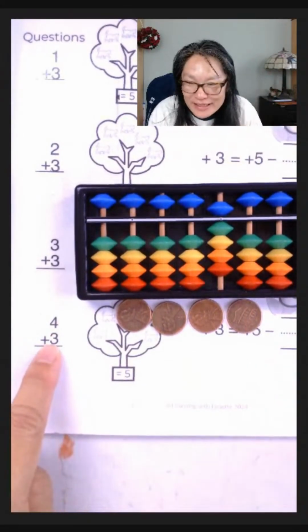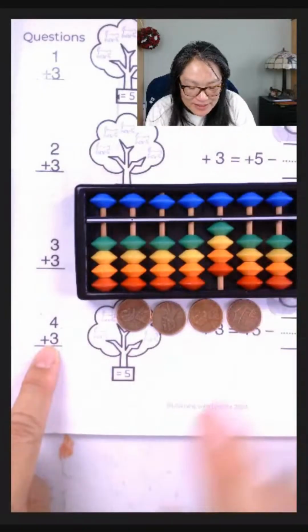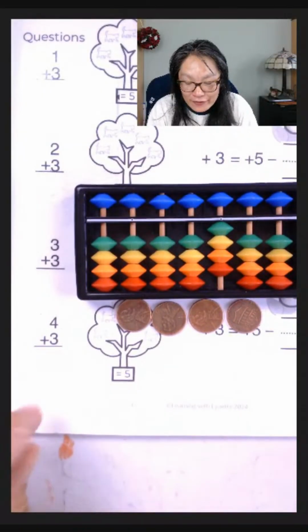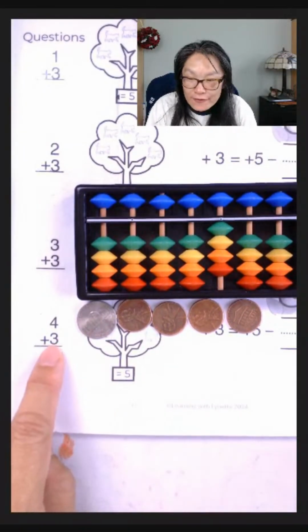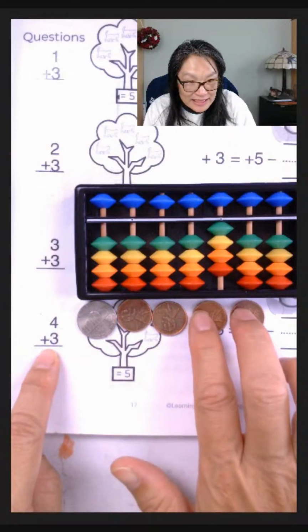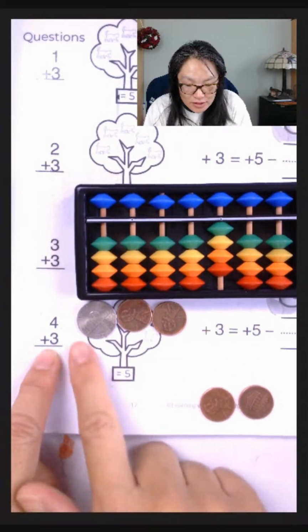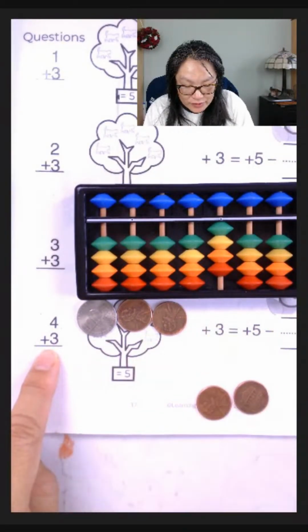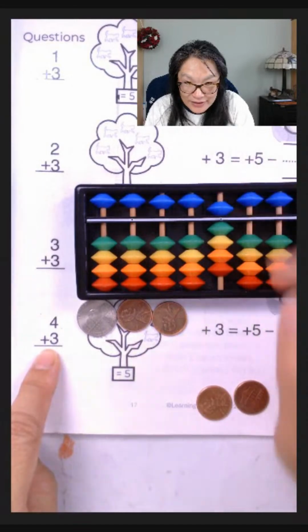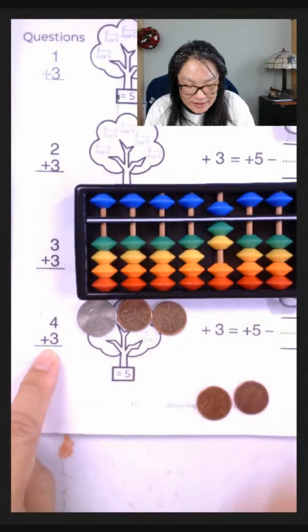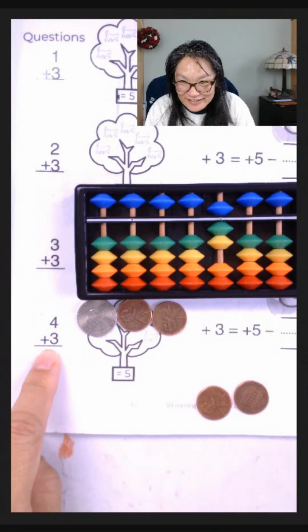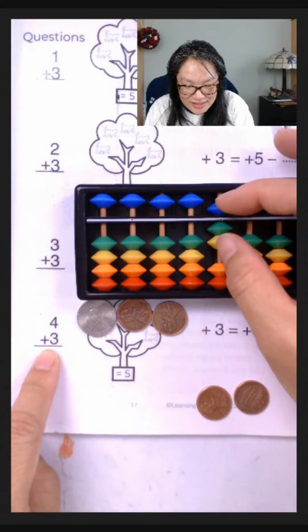Okay, so back to the question. I have four on my abacus. I have five. Five is too much for three. Guess what? I need change back. So what did I just do? I took away two. I'm going to show you on my abacus. I add the five and I take away the two. And my answer is now seven.